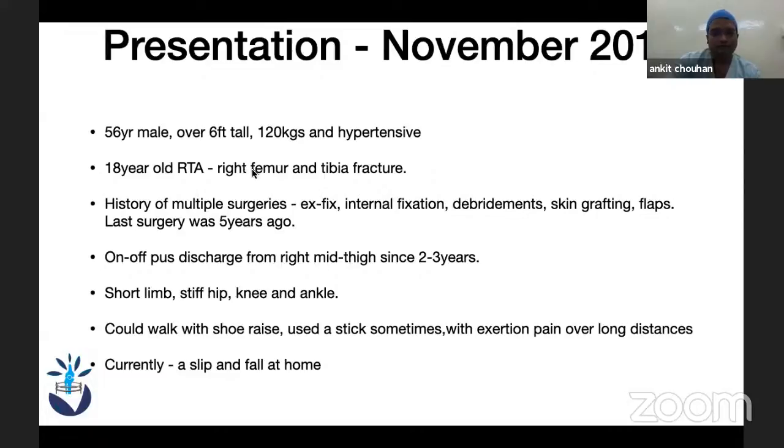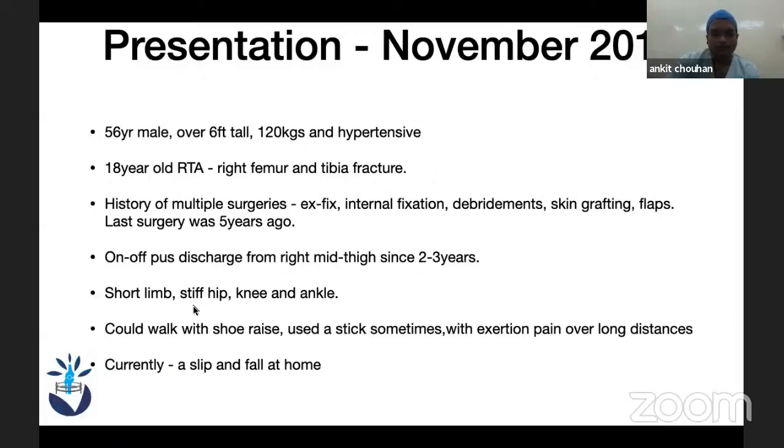accident with a right femur fracture and a tibia fracture, and over the years the patient has undergone multiple surgeries, which included external fixation, internal fixations, debridement, slabs, and bone grafting. The last surgery was almost 5 years back. The patient has had on and off pus discharge from the right mid-thigh for the last 2 to 3 years, but he was able to walk for his daily activities.